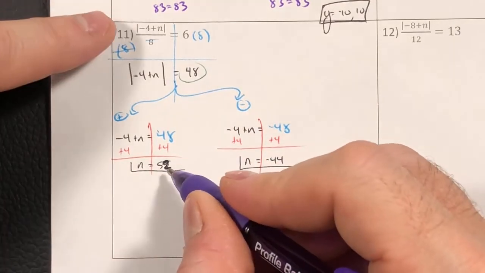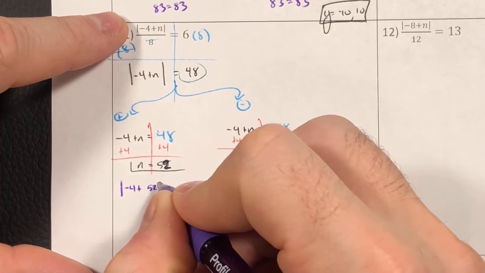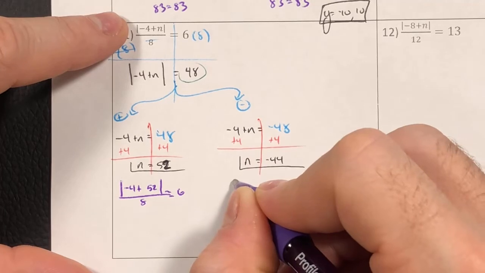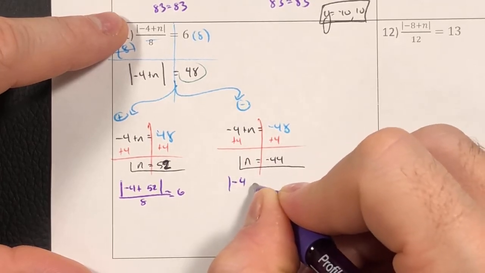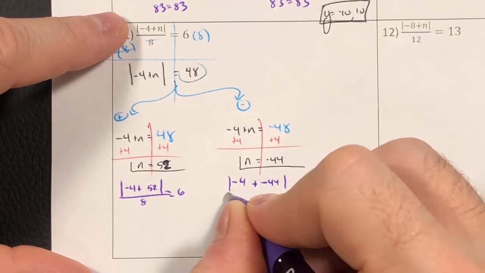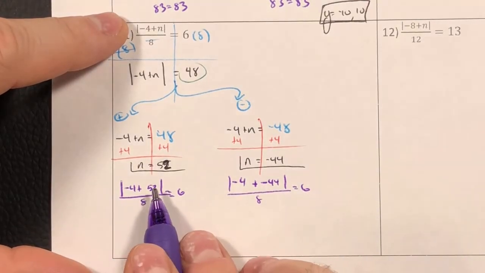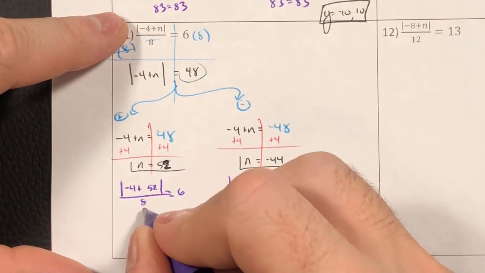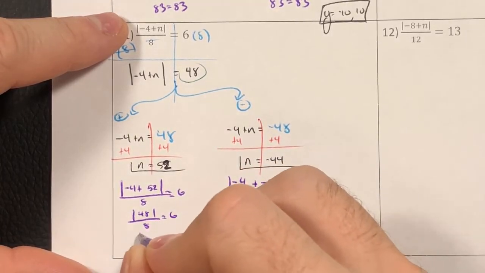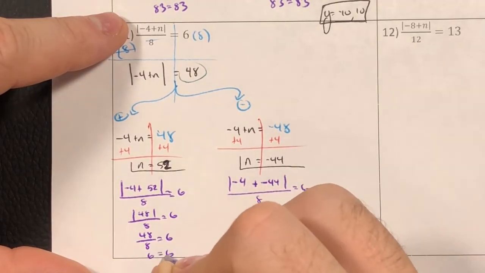Now, if I try plugging both these numbers into the original equation, absolute value of negative 4 plus 52 equals 6. And I get the absolute value of negative 4 minus, so it's plus a negative 44, which is going to end up being minus 44. Perfect. So over here, 52 plus negative 4 is going to be a 48. Absolute value of 48 is 48. 48 divided by 8 is 6.